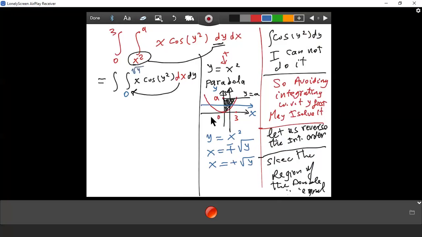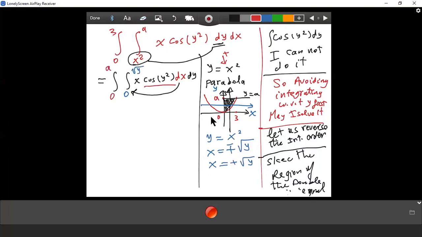Now I know this is a positive root y. And what about the y? To find the y, I have to go from down to up. I know I will hit the parabola first, but now I have to get a constant. What is the minimum value of y? 0. What about the maximum value of y? It is a. Yes, when I'm reversing, I have no problem with the cosine y squared. I'm going to integrate with respect to x.